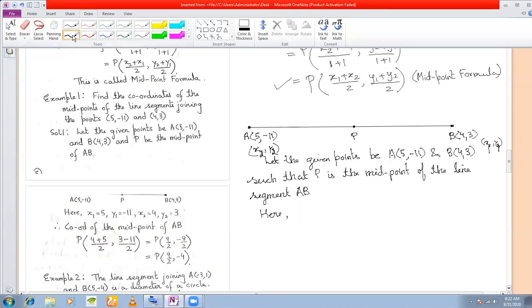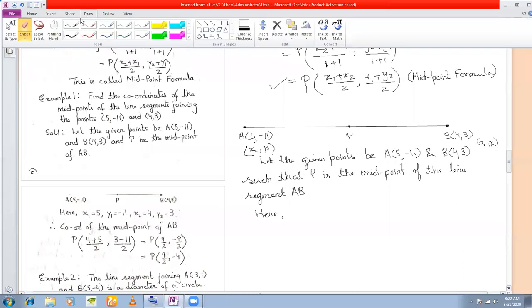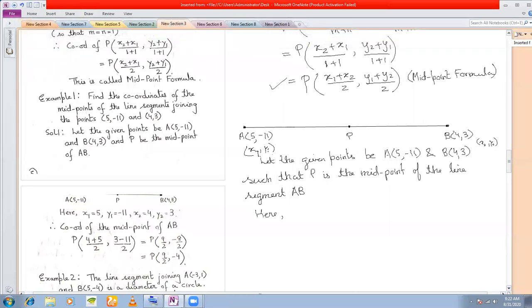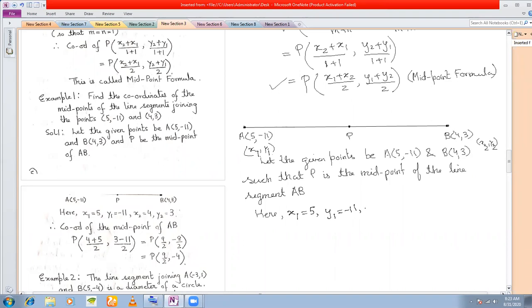Okay, so let us take this as our x1 y1 and this as our x2 y2. So what is x1 here? x1 is 5, y1 is -11, and we have x2 as 4 and y2 as 3.